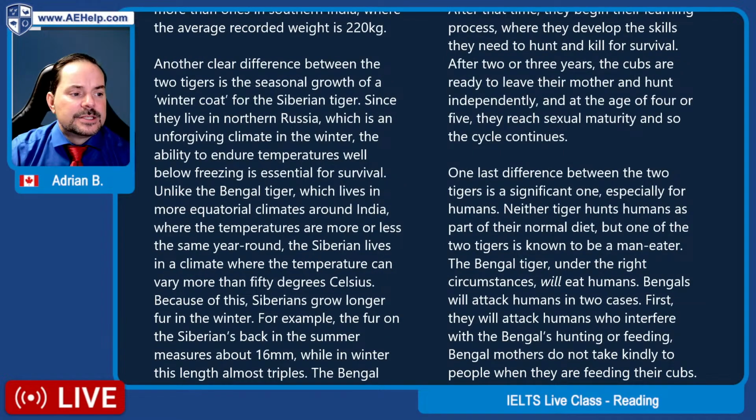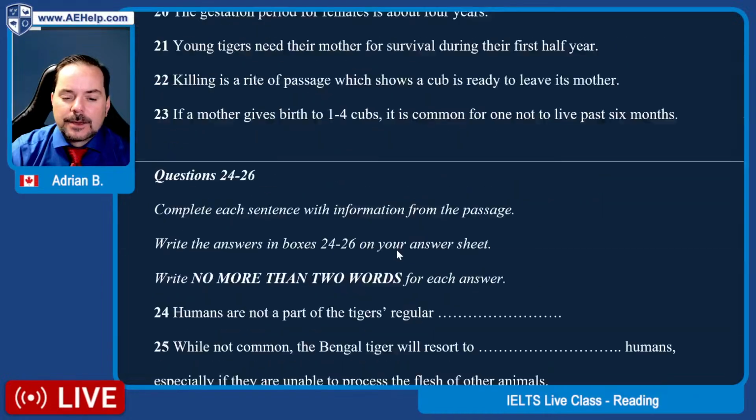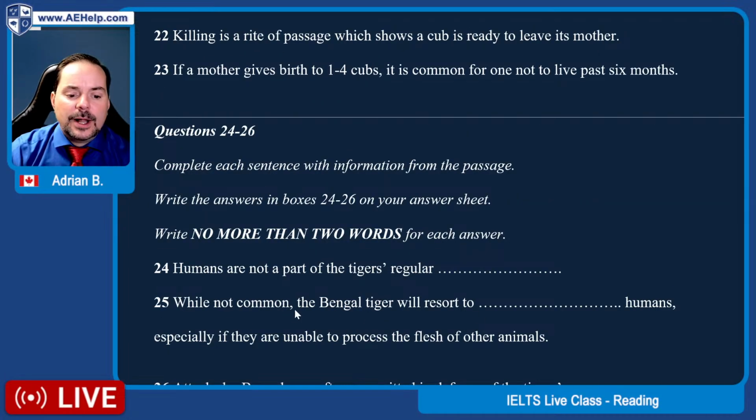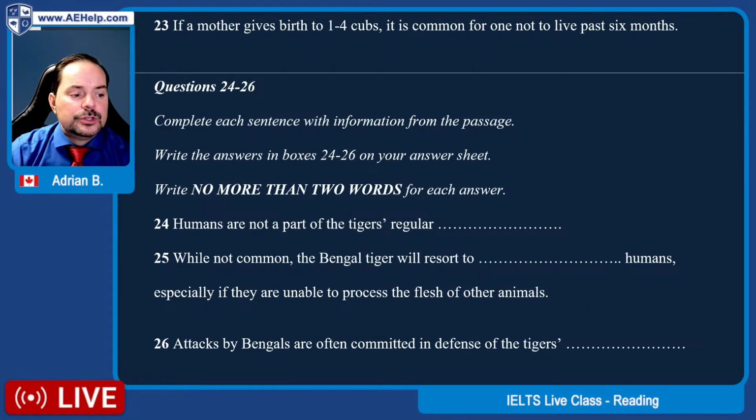Remember this here? It said one last notable difference between the 2 tigers is a significant one, especially for humans. Neither tiger hunts humans as part of their normal diet, but one of the 2 tigers is known to be a man-eater. The Bengal tiger, under the right circumstances, will eat humans. So there you go, it's eat. Okay, so while not common, the Bengal tiger will resort to eating humans.